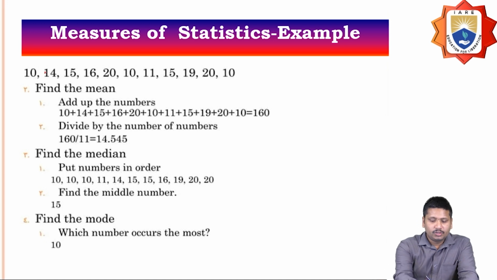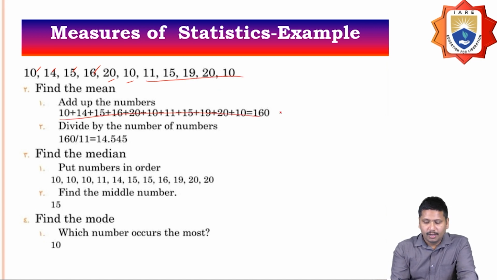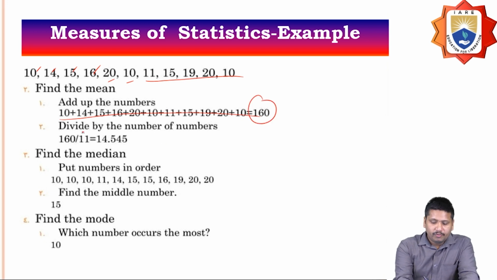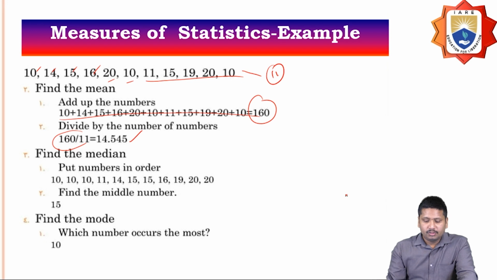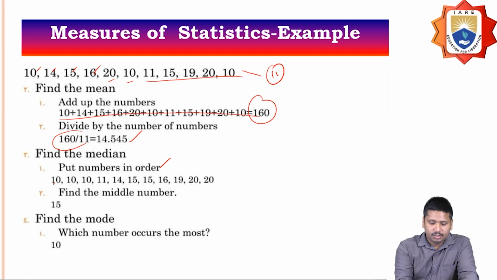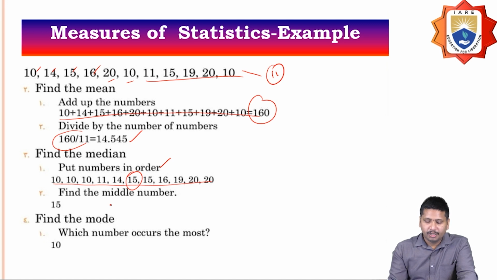So let's take an example. I'm taking values like 10, 14, 15, 16, 20, 10, 11. How do I calculate the mean? I add all of these and get the sum, and this is divided by how many numbers there are, around 11. That should be the mean. Similarly, for the median, put all the numbers in ascending order, and what is in the middle should be 15 here. That should be the median.